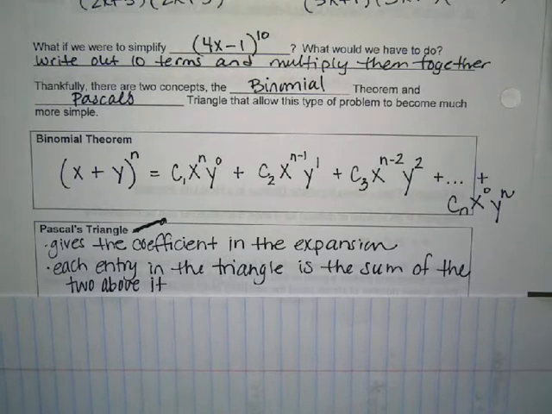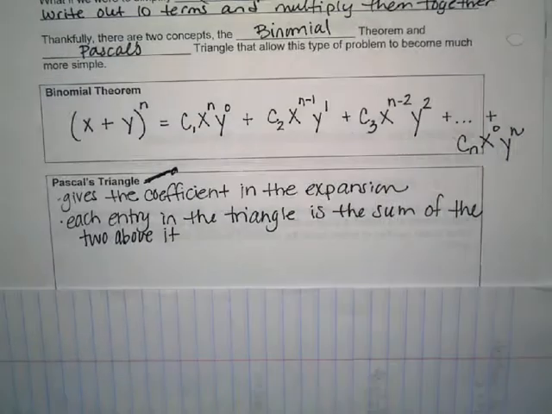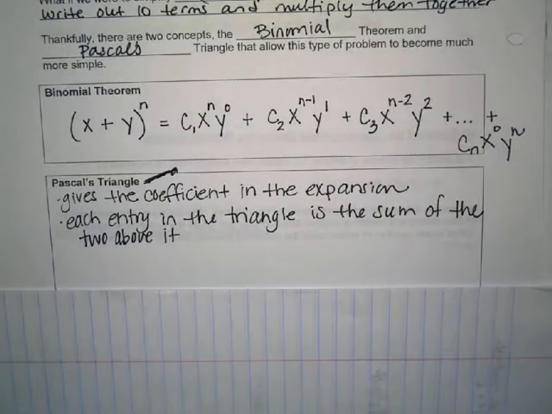It is actually going to look like a triangle, this pattern of numbers that we deal with. And I'm never going to give you Pascal's triangle. You always have to come up with it on your own. And how we come up with it is that each entry in the triangle is the sum of the two above it.